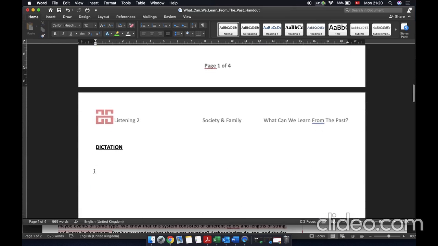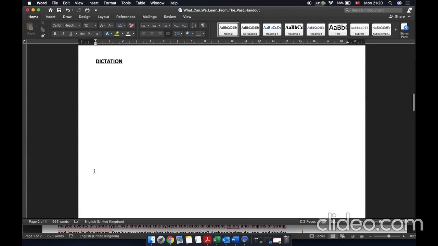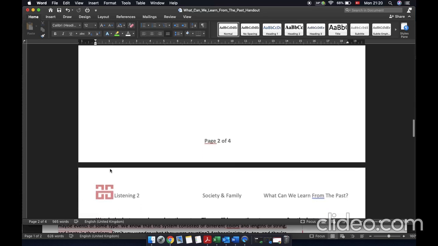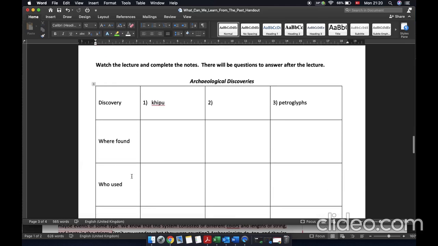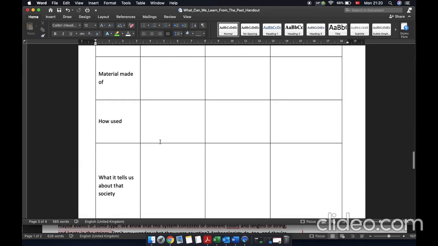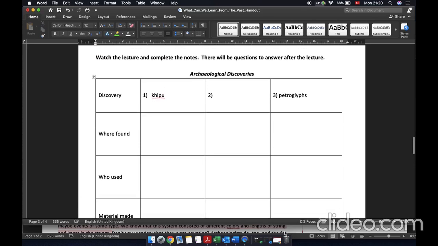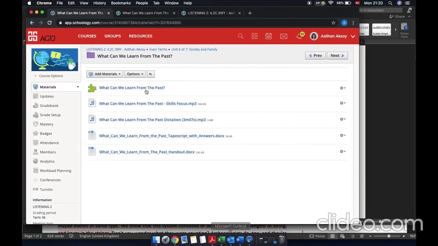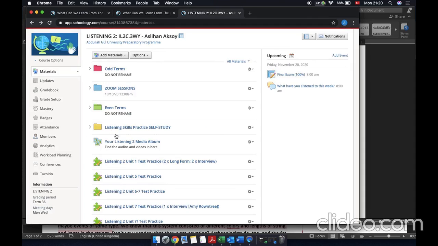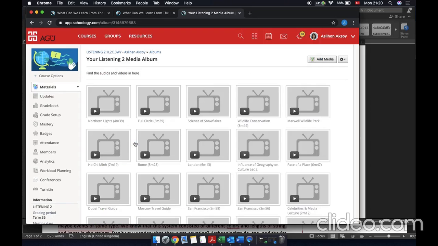And the next section is better to do the dictation exercise. After you do the dictation, you need to watch the lecture and complete the notes in this table. So to complete the notes here, you need to watch the lecture that you can find in the media album.